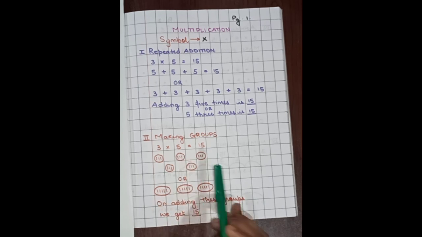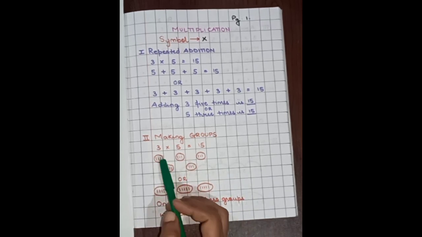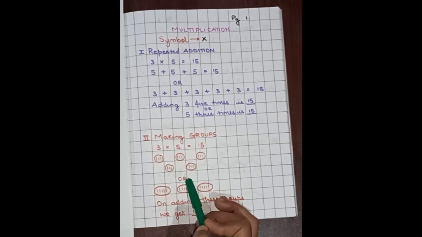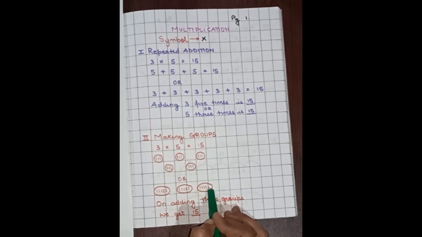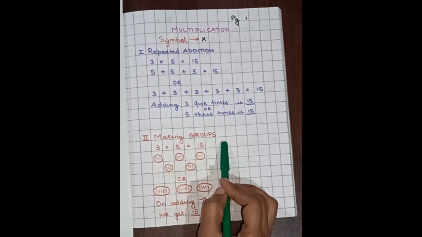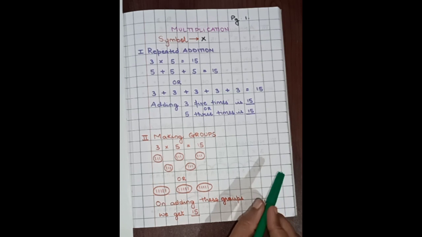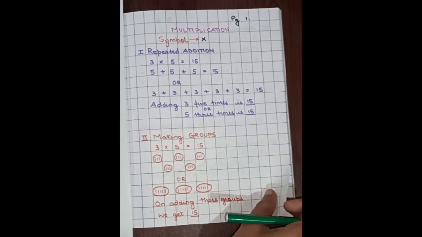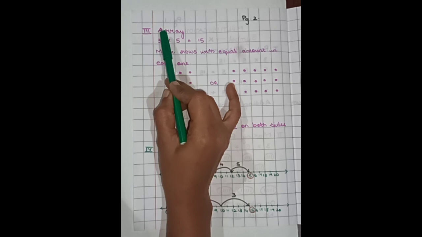Understanding? So now when we add up, what do we get? We get 15. See, 3 plus 3 plus 3 plus 3 plus 3 will give you 15. Similarly, 5 plus 5 plus 5 will also give you 15. So this is your making groups method. I hope everything is clear. So we'll be moving further. Okay, children? And the third method is the method of array.